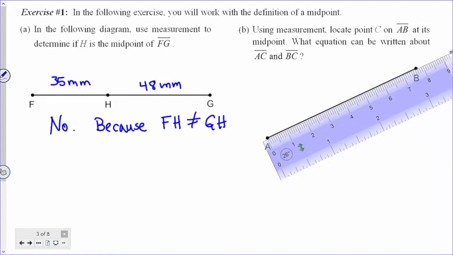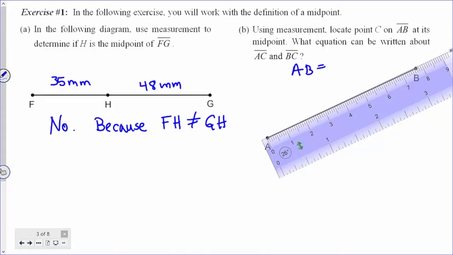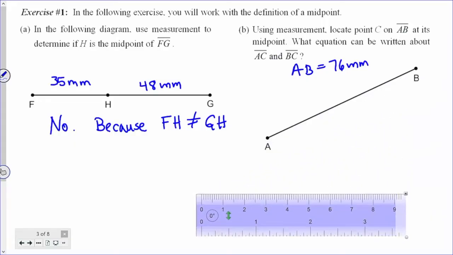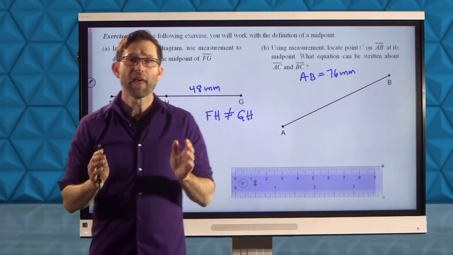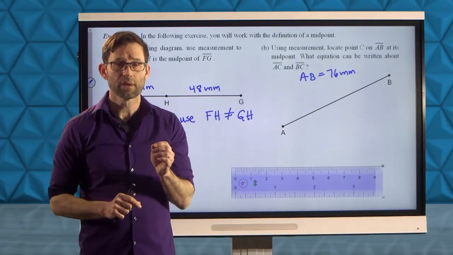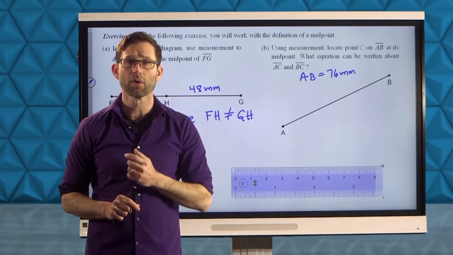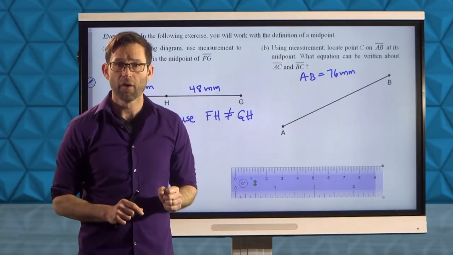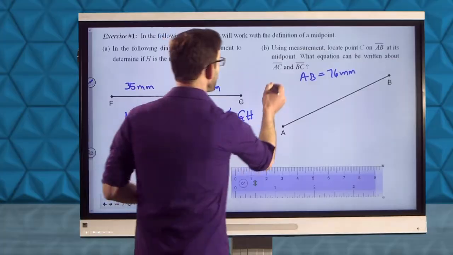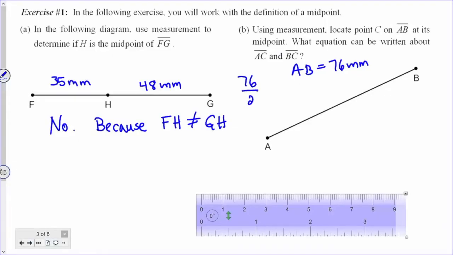All right. Lost it a little bit there. It looks like AB is, I'm going to say, 76 millimeters. All right. Now, this is probably pretty obvious to you. But what that means is that wherever the midpoint is, it's going to have to make it so that the two smaller line segments are exactly half of that 76 millimeters. So if I take 76 and I divide it by 2, I'll find that each one of those line segments would have to be 38 millimeters.